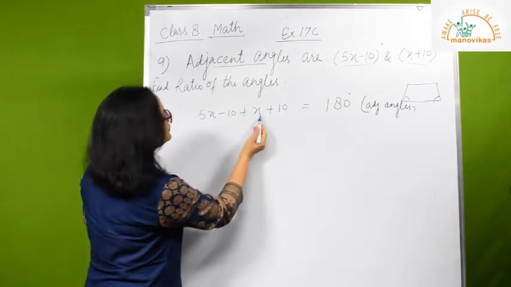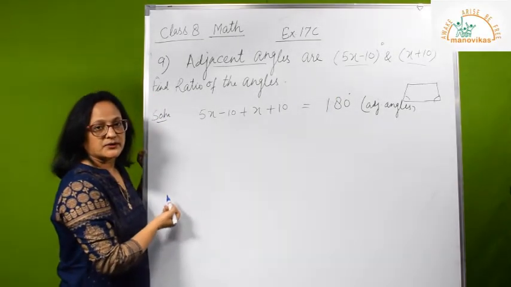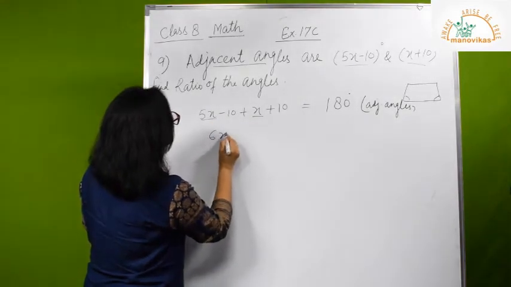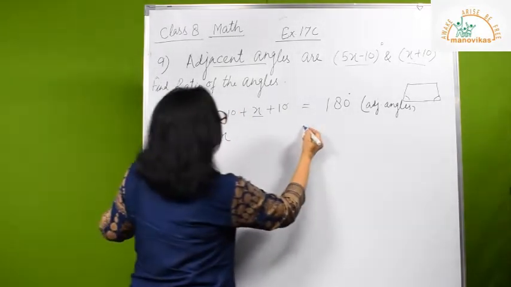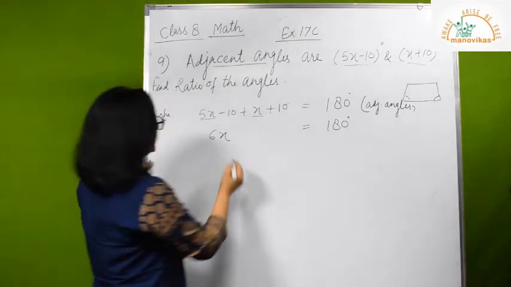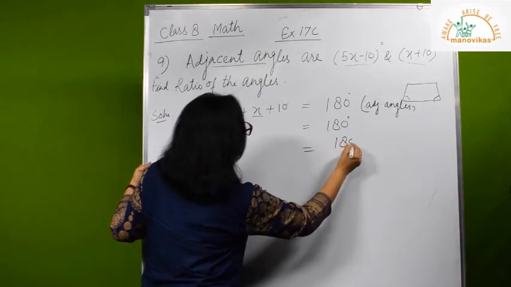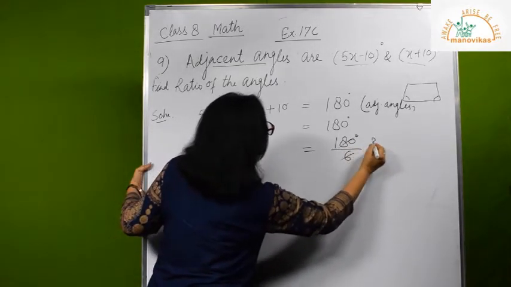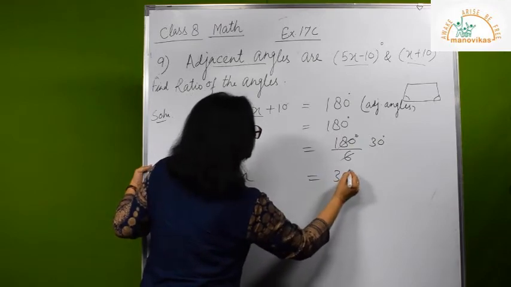Now if we get the value of the variable x, you can find the measure of both these angles and then we will find the ratio. So 5x plus x, that is 6x; minus 10 and plus 10 get cancelled. So what do we get here? 6x is equal to 180 degree. So x is equal to 180 divided by this 6. If you simplify, you will get 30 degree. So we have found here x is equal to 30 degree.